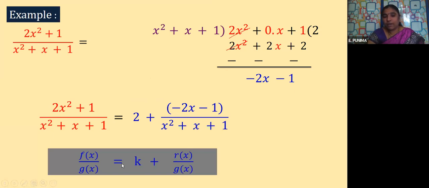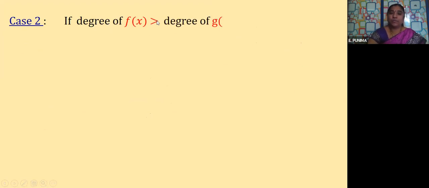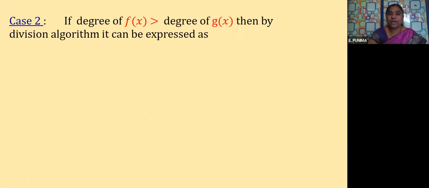So it is nothing but k plus R of x by g of x. Let us see our case 2. What is case 2 now? If the degree of f of x is greater than the degree of g of x, then what happens, children? By division algorithm, it can be expressed as f of x by g of x is equal to q of x plus R of x by g of x.